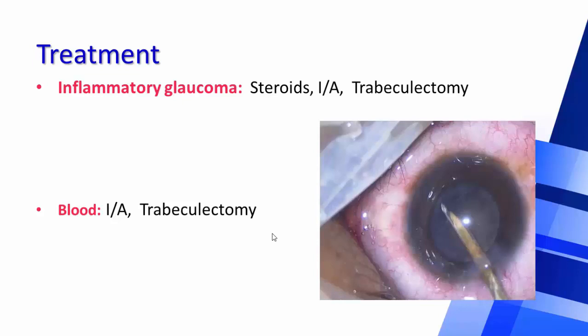If that fails, we should do irrigation aspiration of the lens material that causes this inflammatory reaction, and lastly trabeculectomy. In cases of hyphema, we should do irrigation aspiration. If that fails, we should do trabeculectomy.